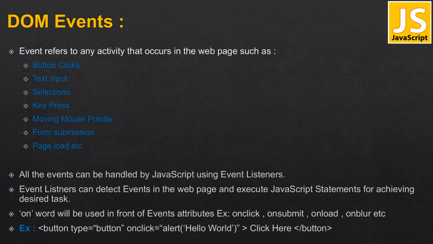In this class we are going to discuss DOM events, meaning document object model events. Okay, let us discuss it. An event refers to any activity that occurs in the web page, such as button clicks, text input, selections, key press, moving the mouse pointer, form submission, page load, etc. There are so many to mention, friends.